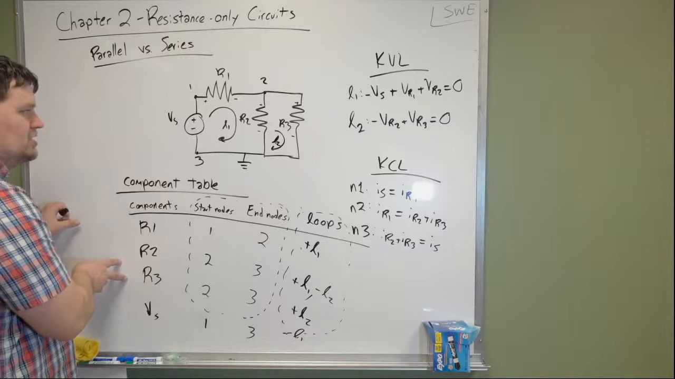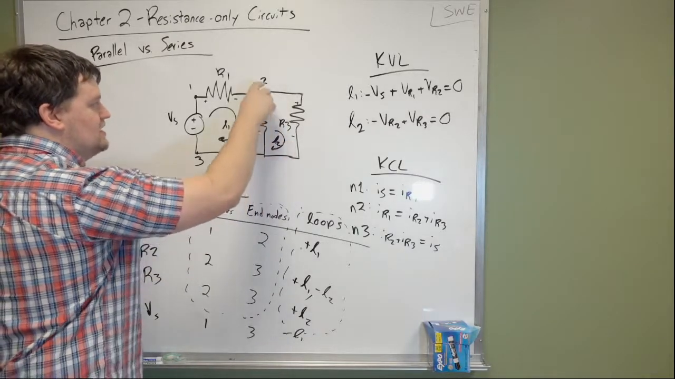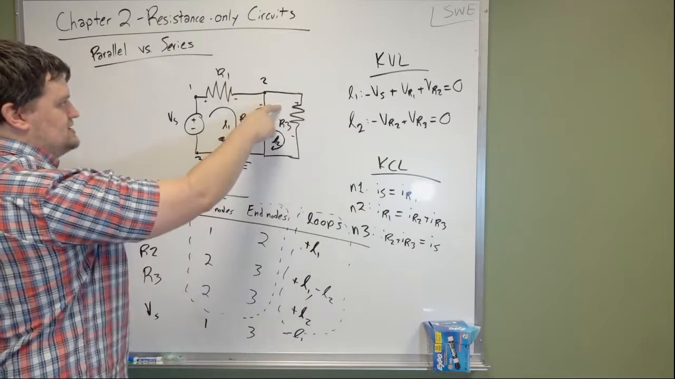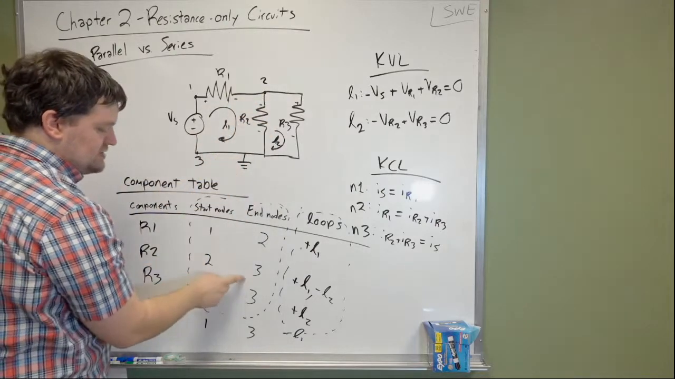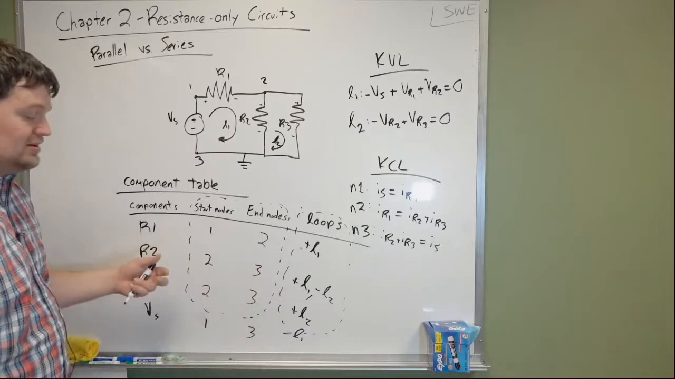Okay, first of all, we know these two are in parallel. Why? Because the positive ends and the negative ends touch the same nodes. Positive end is 2, negative end is 3. This is the indicator right here that these components are in fact parallel.